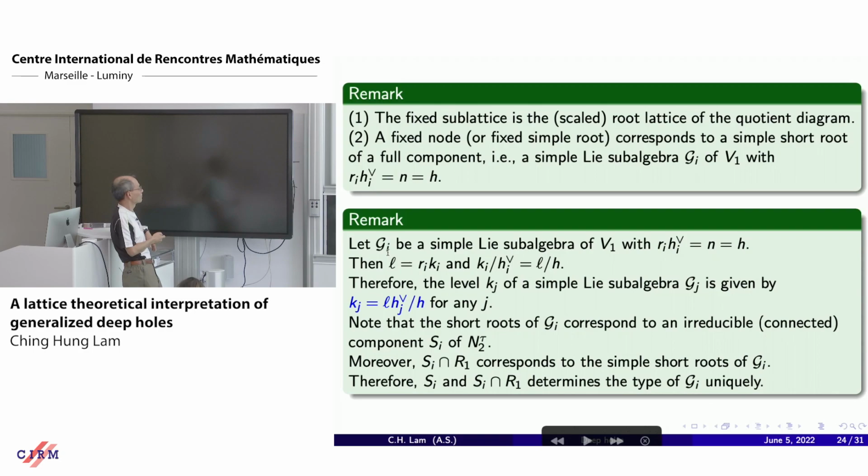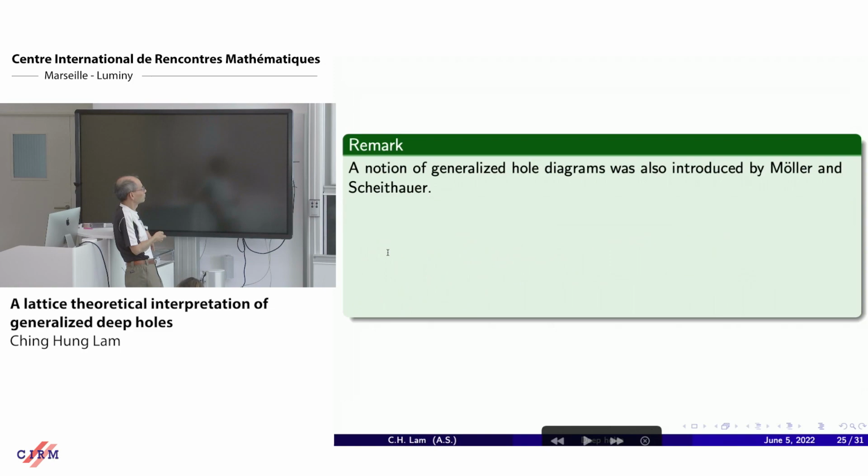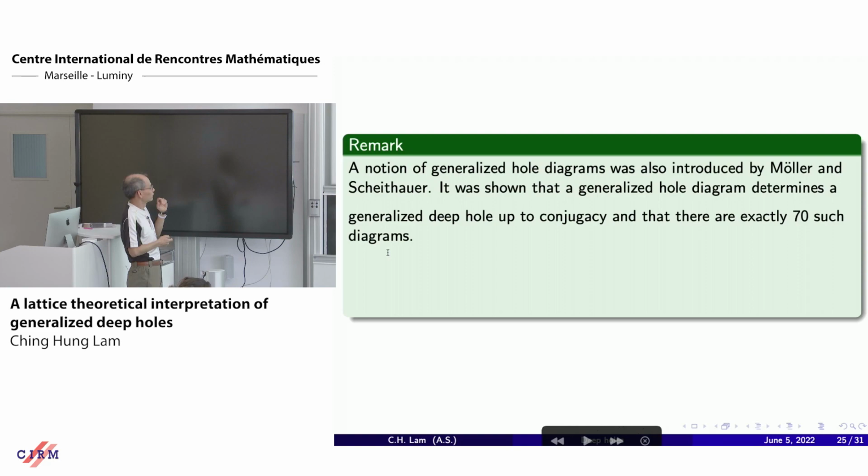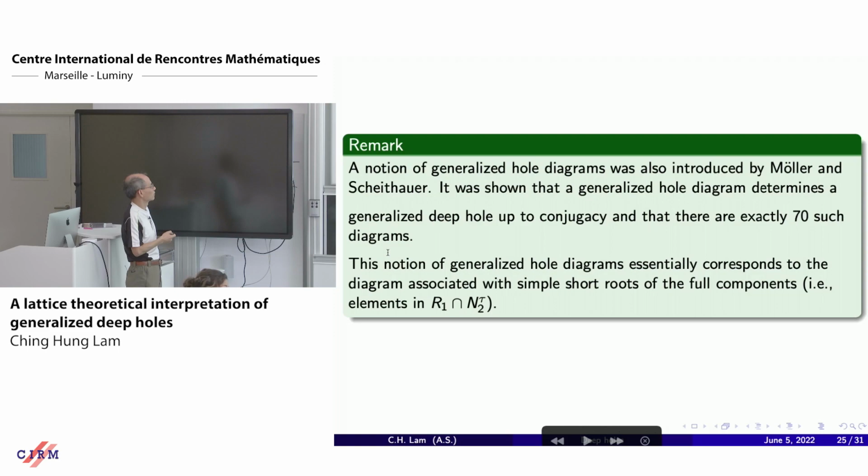I think recently there's another paper by Westerfin and Niels. They define something called generalized Hoehn diagram. Their generalized Hoehn diagram is essentially the same as the diagram associated with the simple short roots of the fixed component, those short roots fixed by tau. So our result actually agrees with what they did. They use the generalized Hoehn diagram to classify the holomorphic VOA, and we do the same thing, but we have a little bit more detail about the diagram. There is actually more you can use, not just this, but this alone could already fix the Lie algebra, so it's sufficient.